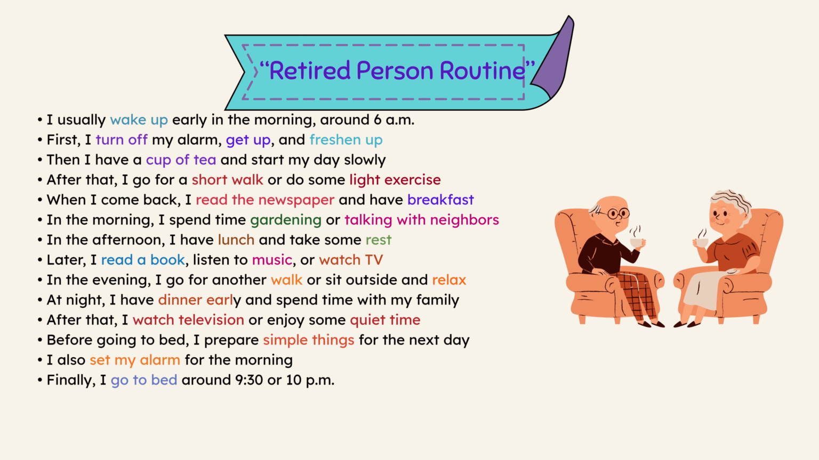In the morning, I spend time gardening or talking with neighbors. In the afternoon, I have lunch and take some rest. Later, I read a book, listen to music, or watch TV. In the evening, I go for another walk or sit outside and relax. At night, I have dinner early and spend time with my family.